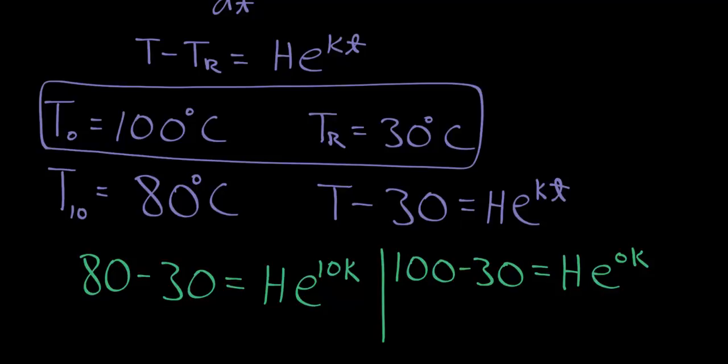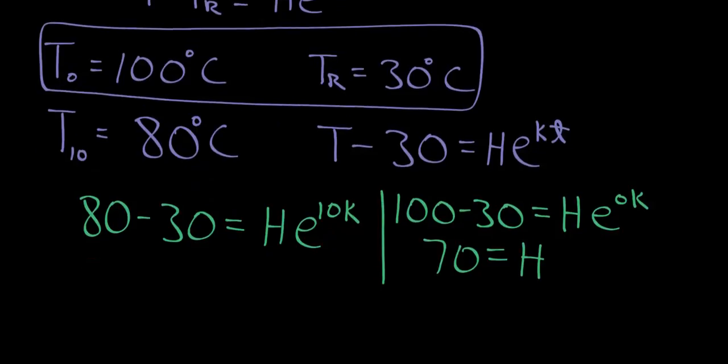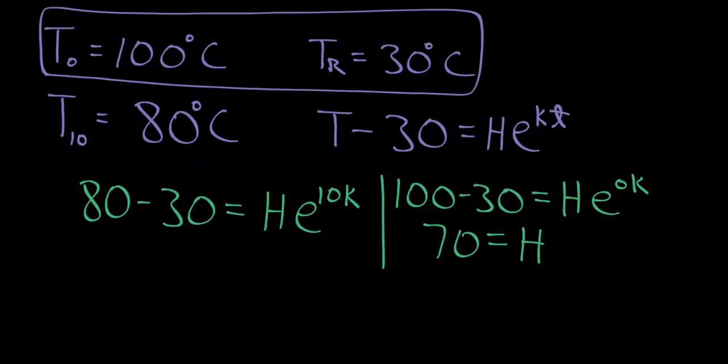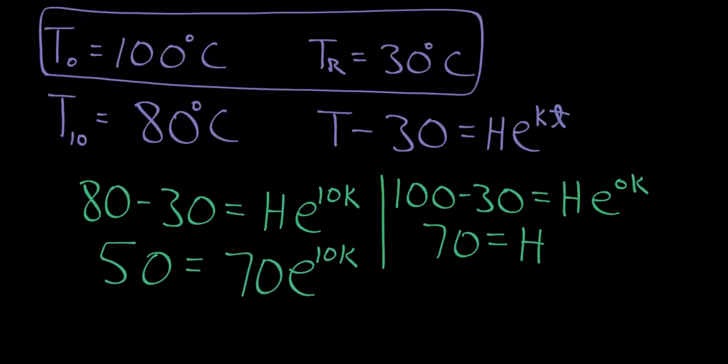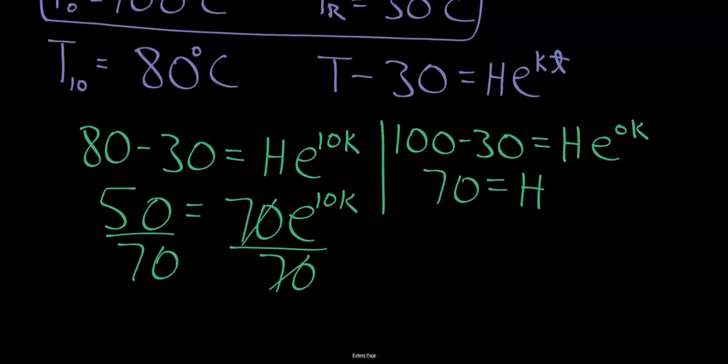So what does H equal? H equals 70. That's right, 70. So we got one of those constants. Now I can come over here and get the other one. This over here is going to be 50, and this over here is going to be 70 e to the 10K. Now I can divide by 70, because now our job is simply to solve for K, because we needed H and we needed K.